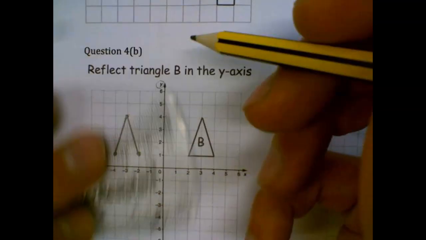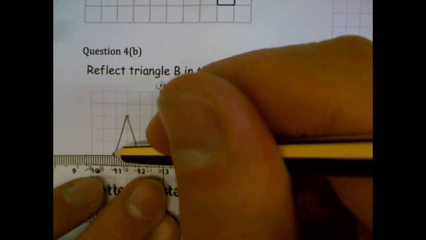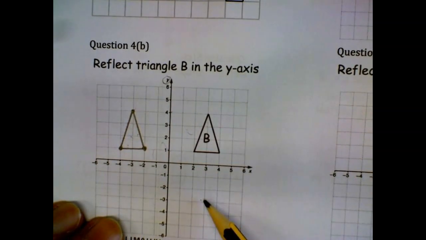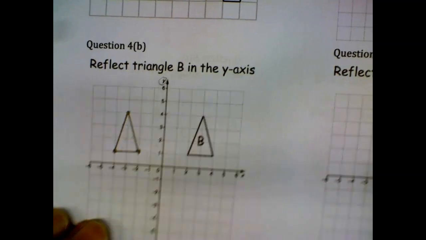Just make sure when you do these that you reflect in the correct axis, because you can see from this one I could have reflected in the x-axis as well, and my triangle would be down here, but it would be wrong.